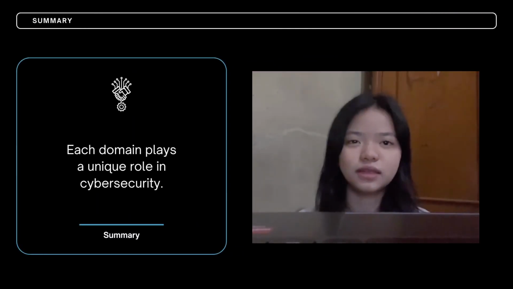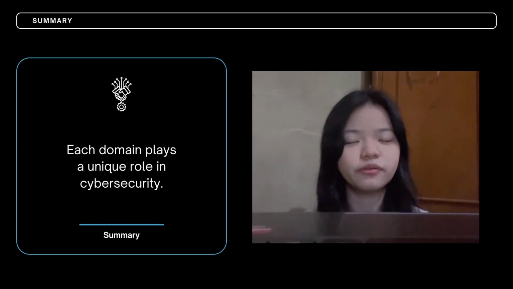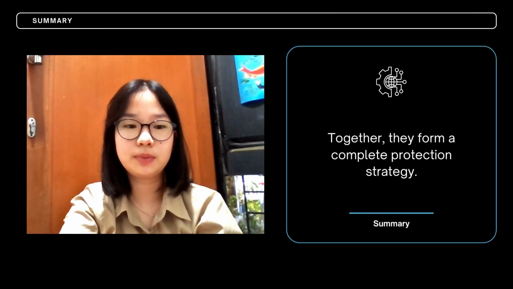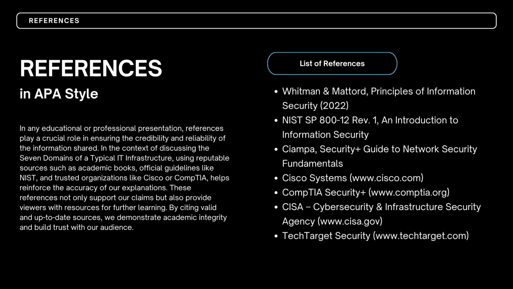To summarize, the 7 domains work together to secure IT infrastructure from different angles. Each domain needs specific policies, tools, and controls to stay protected. To support the accuracy of our presentation, we have used references from trusted sources such as NIST, Cisco, CompTIA, and the book Principles of Information Security by Whitman and Mattord. These materials help us better understand the 7 domains and their importance in IT infrastructure security.